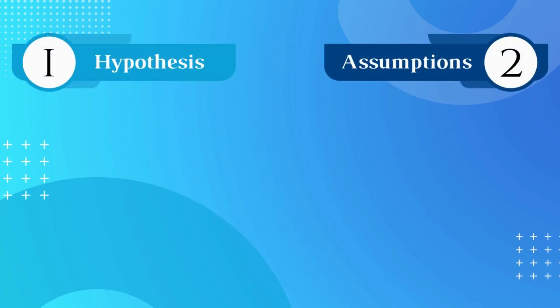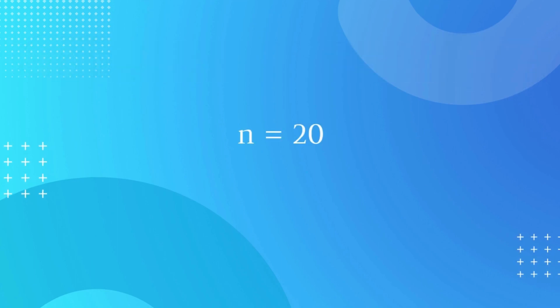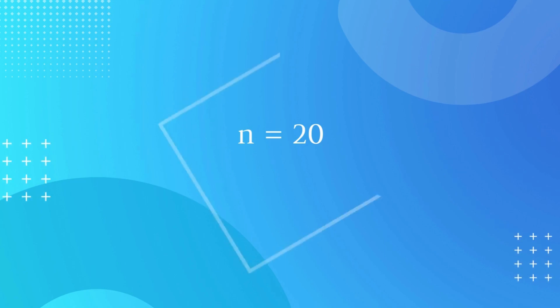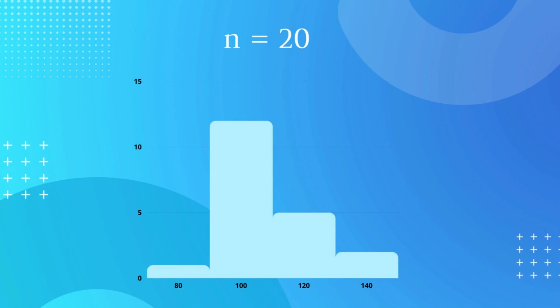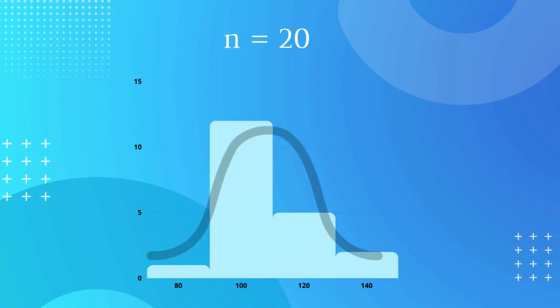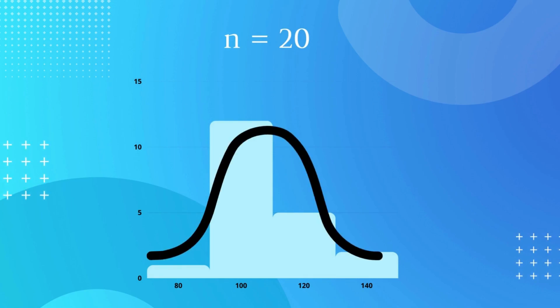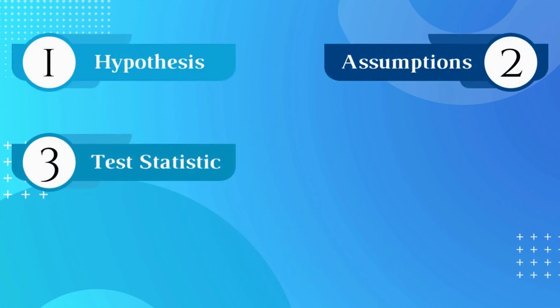The next step is to check our assumption of normality. Recall that our sample size n is 20, which means we should not use the central limit theorem to assume normality. Instead, we should check the histogram of the test scores. The histogram is fairly close to a bell shape, so we can assume that our sample mean must be approximately normally distributed, and therefore we can continue on to our next step, calculating the test statistic.